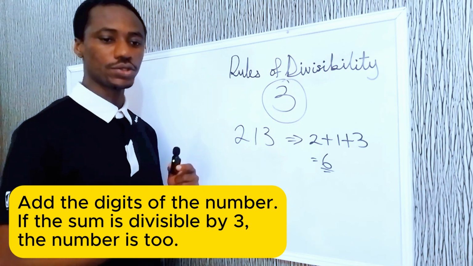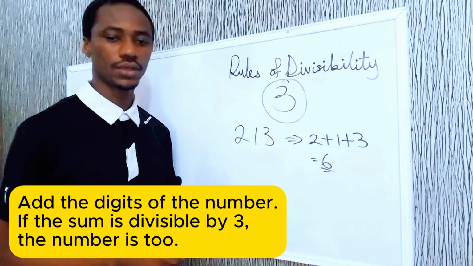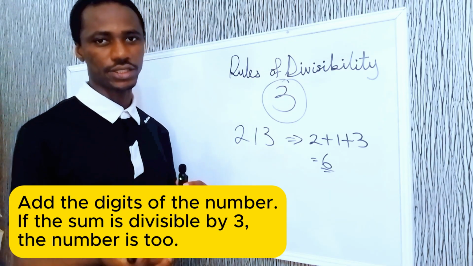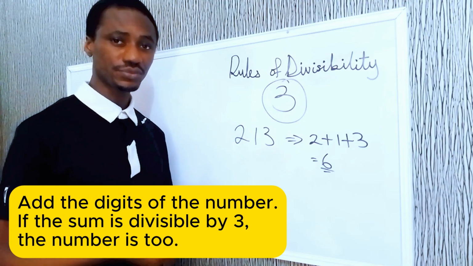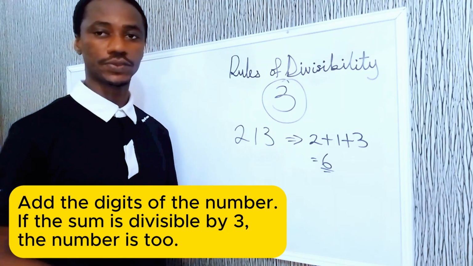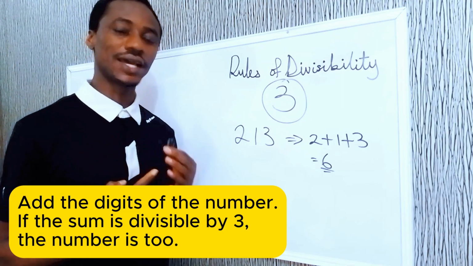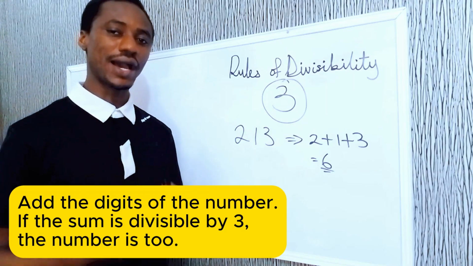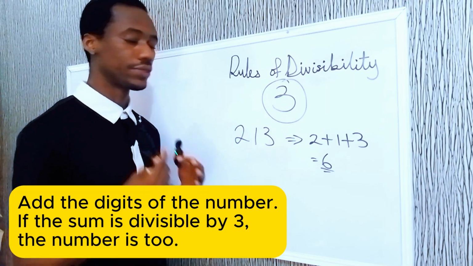So once you sum up the digits and they give you a multiple of 3, and you know the multiples of 3: 3 itself, 6, 9, 12, 15, 18, 21, 24. Those are the multiples of 3. So once you sum up the digits and you have a multiple of 3, you know that that number is divisible by 3.